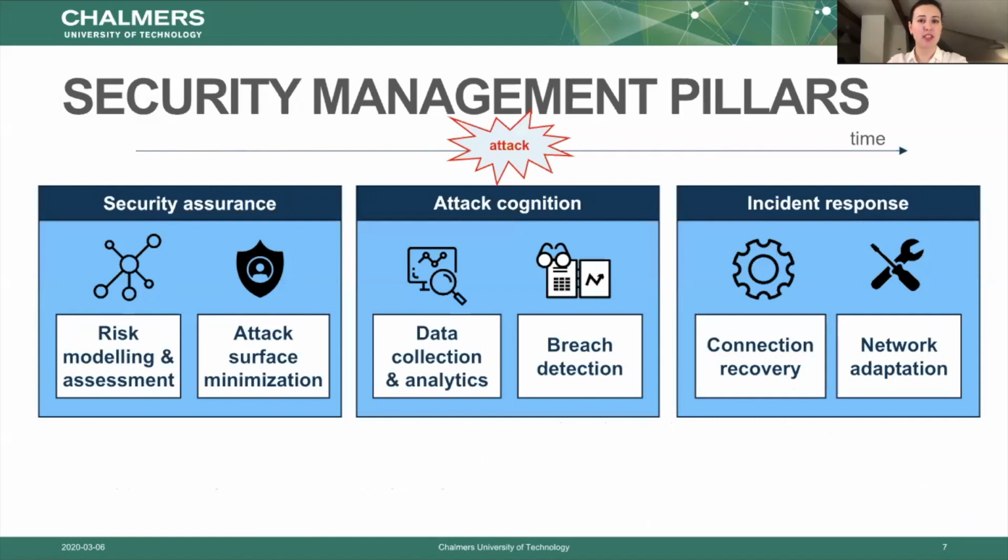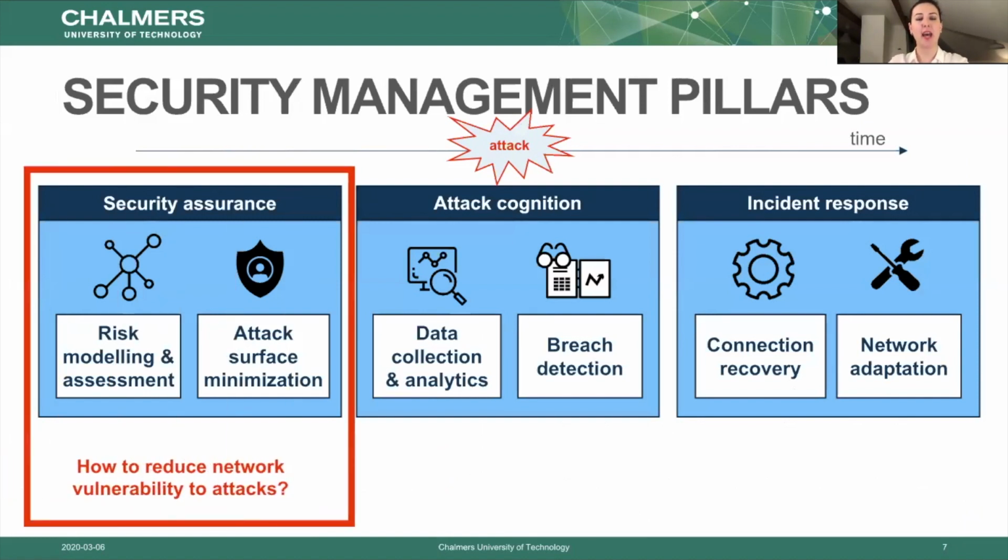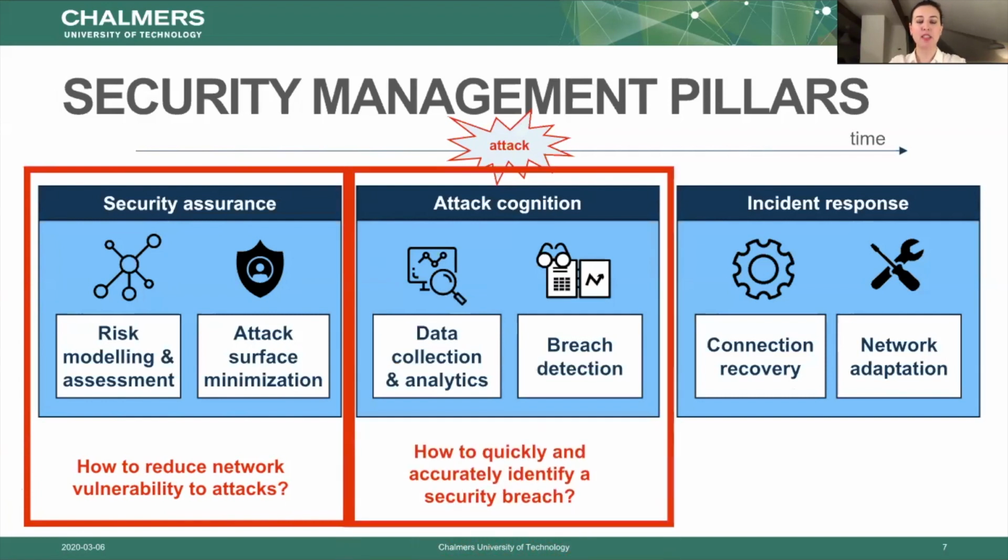When we talk about security management, we typically rely on three main pillars. They can also be viewed with respect to the timeline of an attack. Before anything happens in the network, we are concerned about security assurance. And to do that, we need to model the risk, assess the effects of different risk factors, and use this knowledge to minimize the exposure of the network to attacks. When an attack happens, we are concerned about attack cognition.